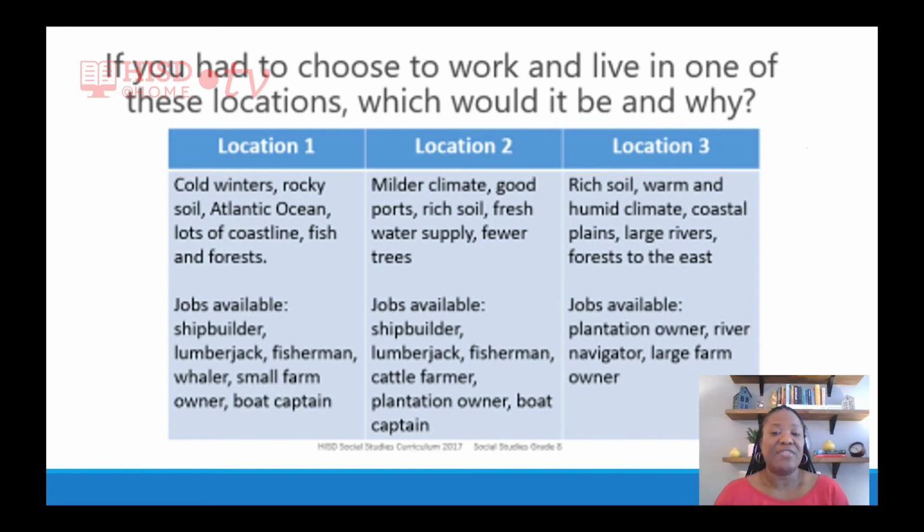And then let's go to location 3. Location 3 looks like they had rich soil. Rich soil usually means that's good for farming. Warm and humid climate, okay, that could be good. Coastal plains, large rivers, forests to the east. The jobs available there were plantation owner, river navigator, large farm owner. So if you had to choose one of these locations, which one would you choose? Which one would have worked best for you?